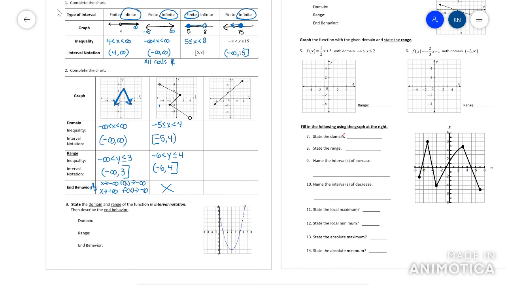This last one, the domain, it goes left forever and it goes right forever. So the domain is all real numbers. So everything from -infinity to +infinity.